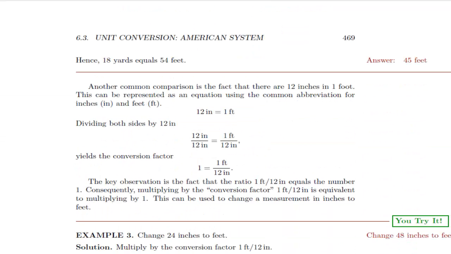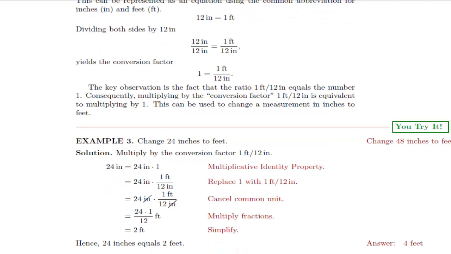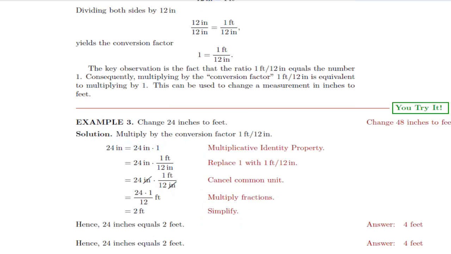Another common comparison is the fact that there are 12 inches in 1 foot. This can be represented as an equation using the common abbreviation for inches and feet. Dividing both sides by 12 inches, on the left we have 12 inches divided by 12 inches equals 1, and on the right, 1 foot divided by 12 inches equals 1 foot over 12 inches. The key observation is the fact that the ratio 1 foot over 12 inches equals the number 1. Consequently, multiplying by the conversion factor 1 foot over 12 inches is equivalent to multiplying by 1. This can be used to change a measurement in inches to feet.